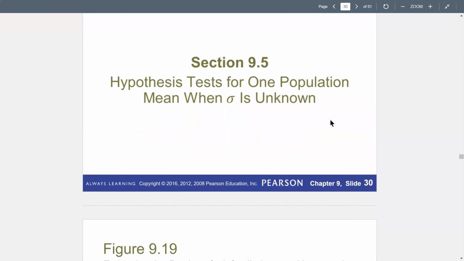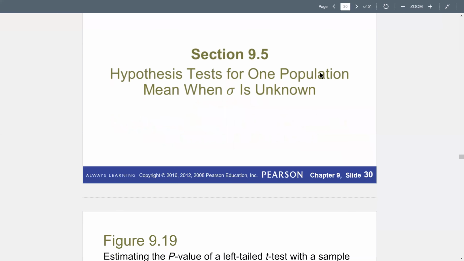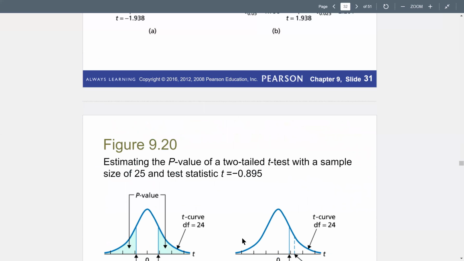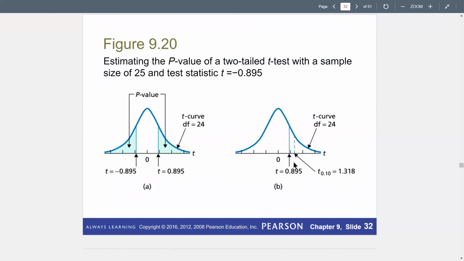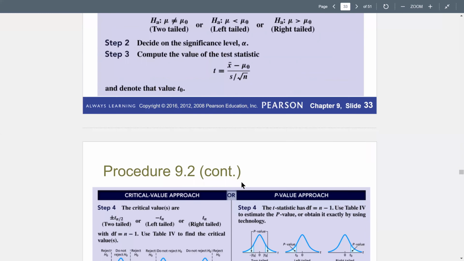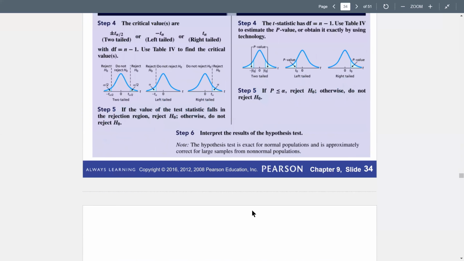And when sigma is unknown, then we use what? A t-test. When sigma is unknown, we use a t-test. So instead of using z, we use t, replace sigma by s, and then do everything accordingly.